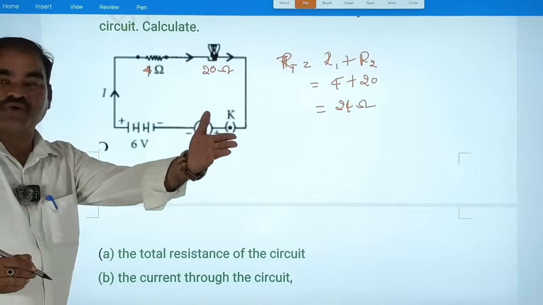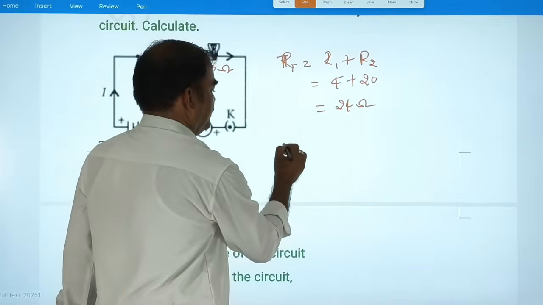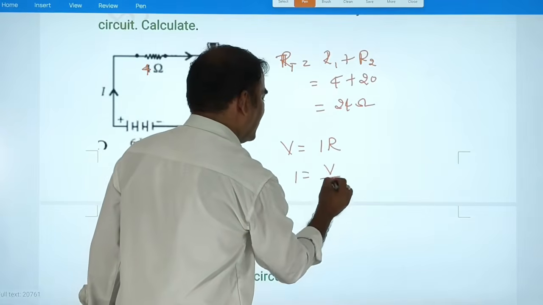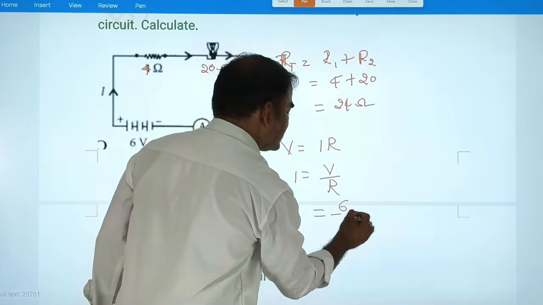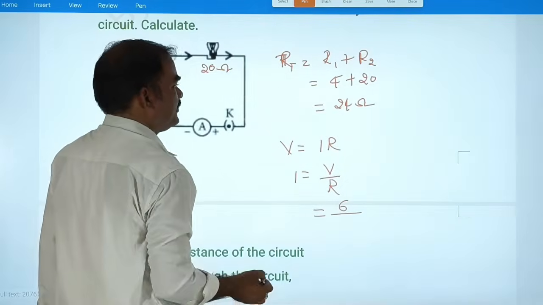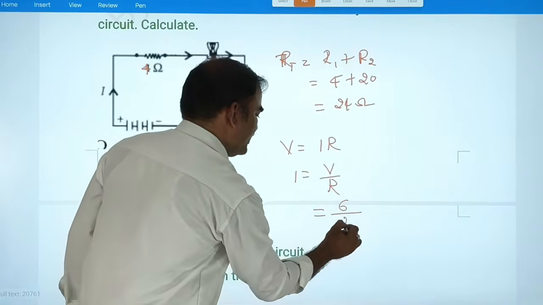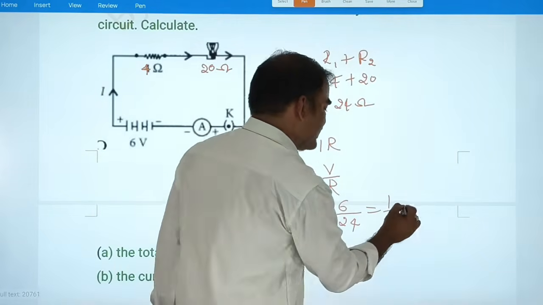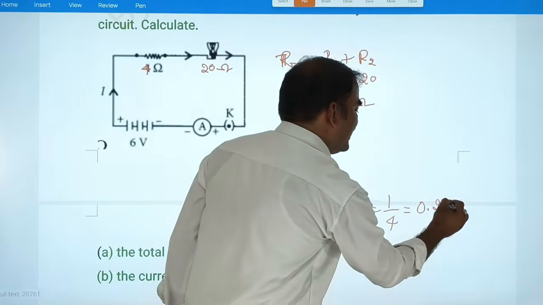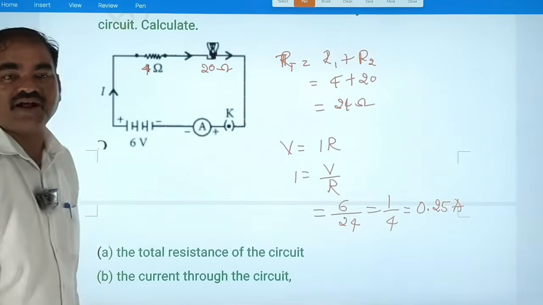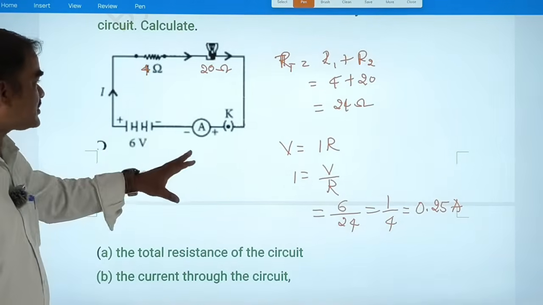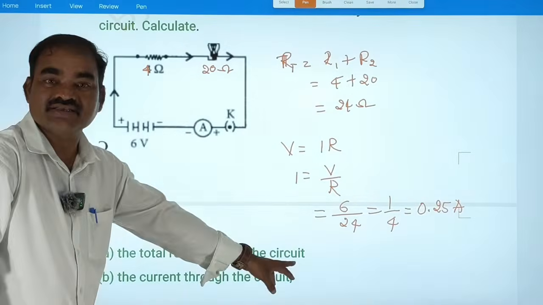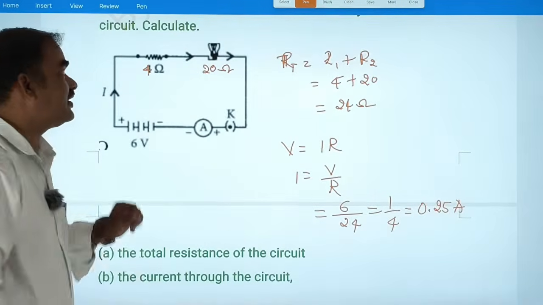And the current through the circuit. Again we have to go for Ohm's law. V equals IR, so I equals V by R. V is 6 volt and resistance is 24. So how much will we get? 1 divided by 4, which is nothing but 0.25 amperes. So this is the total resistance of the circuit as well as the total current through the circuit.